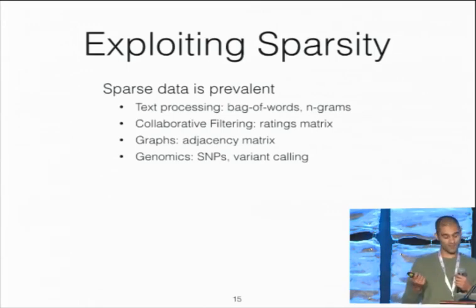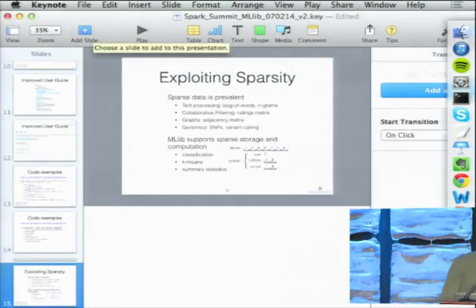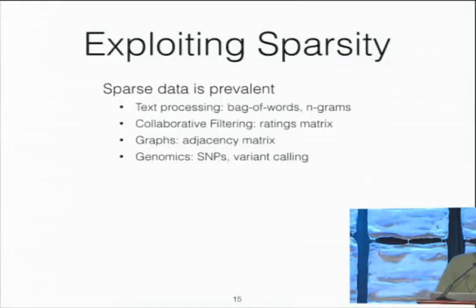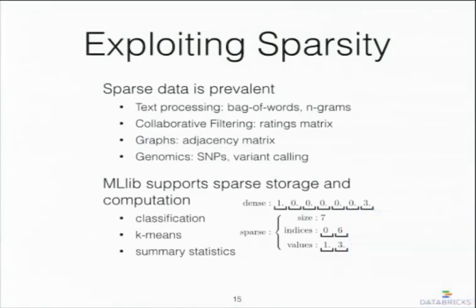Various graphs or various matrices associated with graphs, including an adjacency matrix, are typically sparse. In genomics, the objects that you want to typically analyze, again, are sparse. So, I just pushed the wrong button. Sorry. Okay. Yeah, so MLlib is now supporting sparse storage and communication for certain classes of algorithms right now.